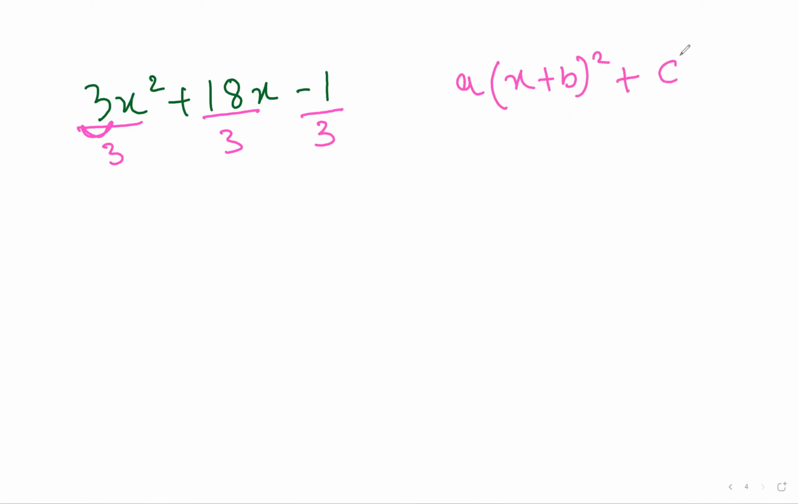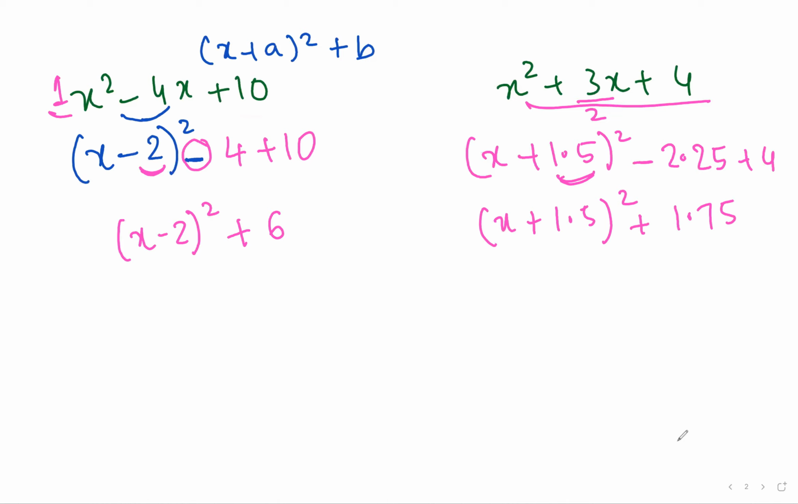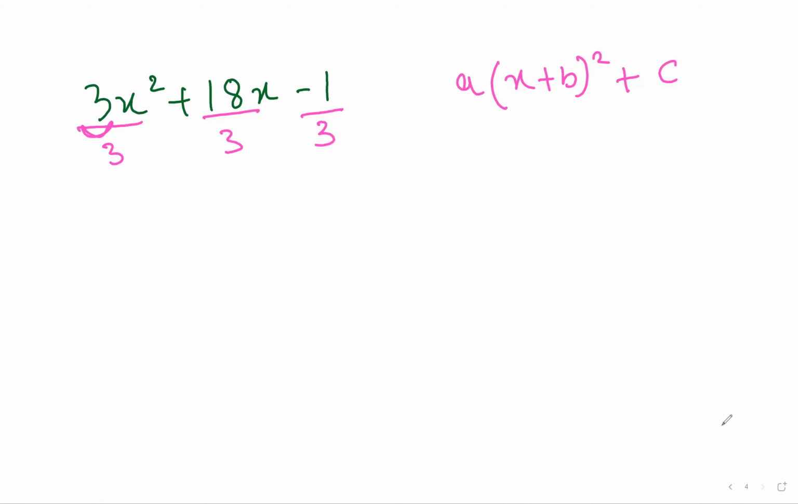Plus c. Till here, we were getting the answer in the form of what? x plus a the whole square plus b. But here there are 3 variations, 3 parts. So we want our answer in this form: a in the bracket x plus b the whole square plus c. So now this is x square plus 6x minus 1 over 3. Same rule over here. We will take half of this 6. So it will be x plus half of 6 is 3 square, right?